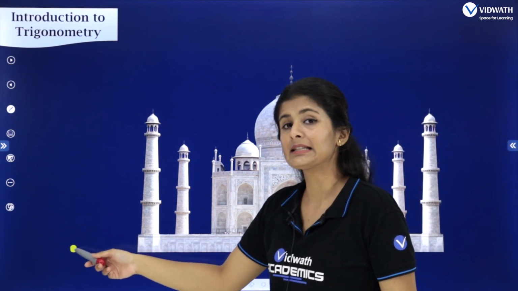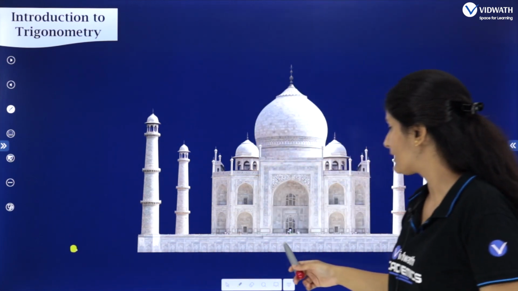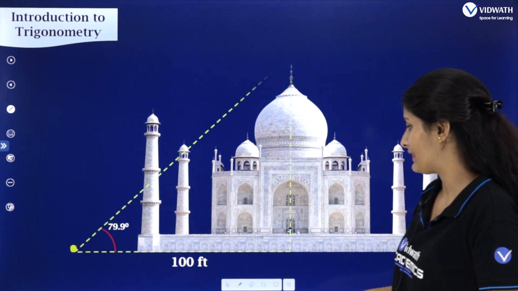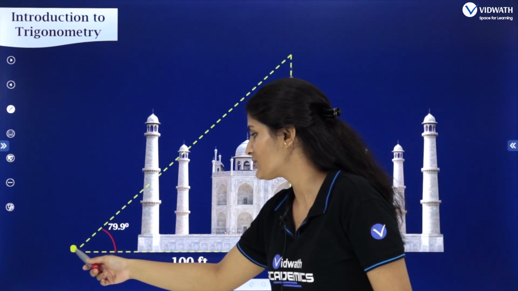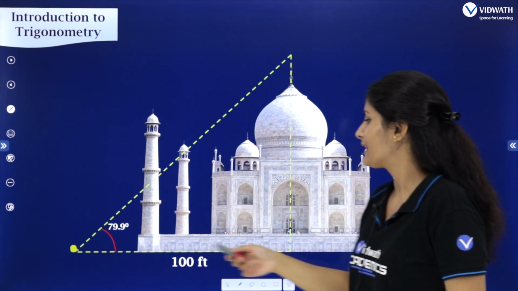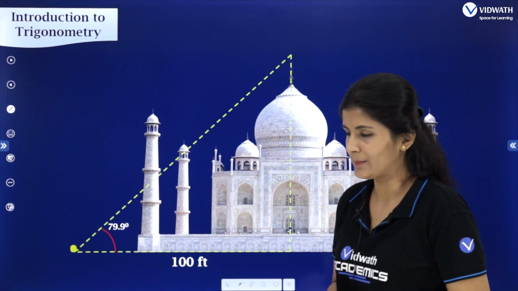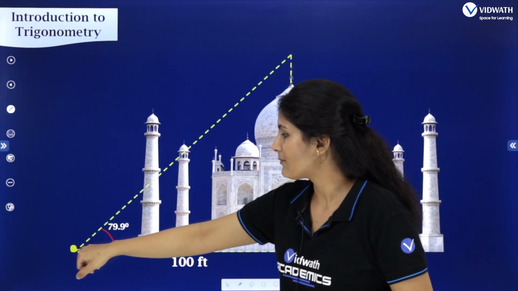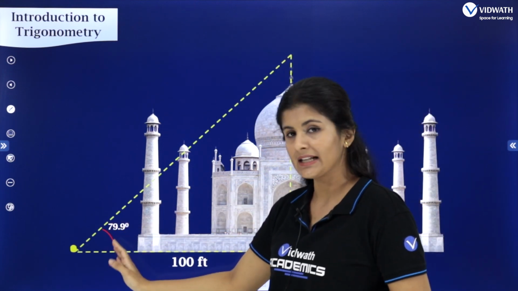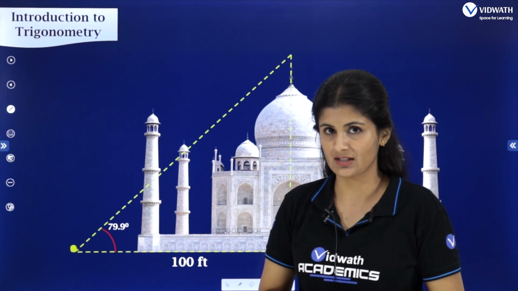Because you're standing at this point on the ground, your distance from the center of the base of the Taj Mahal can easily be found. That is, from your position to the center of the base of the Taj Mahal can be measured, and in this case we have found it to be 100 feet. Now clearly you have been looking at the top of the dome of the Taj Mahal at an angle. That angle in this case is 79.9 degrees.